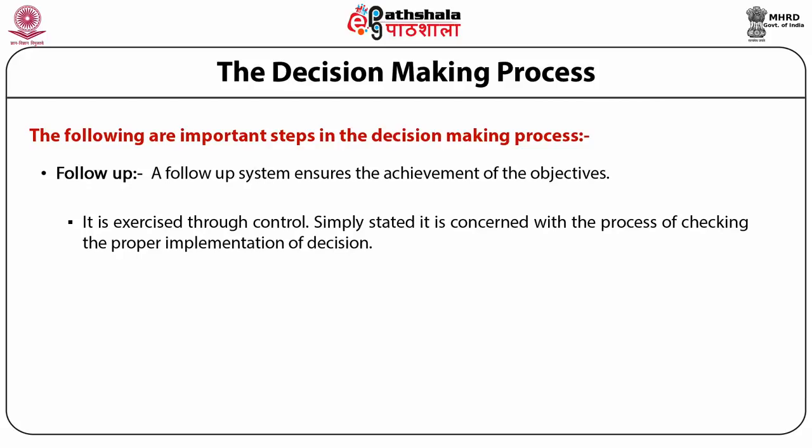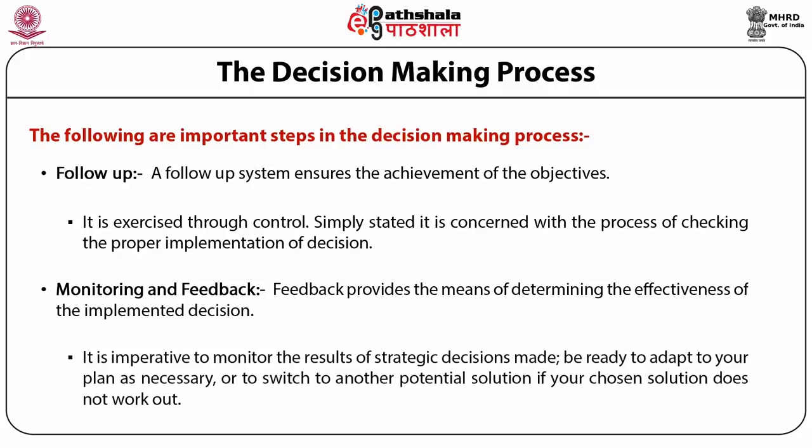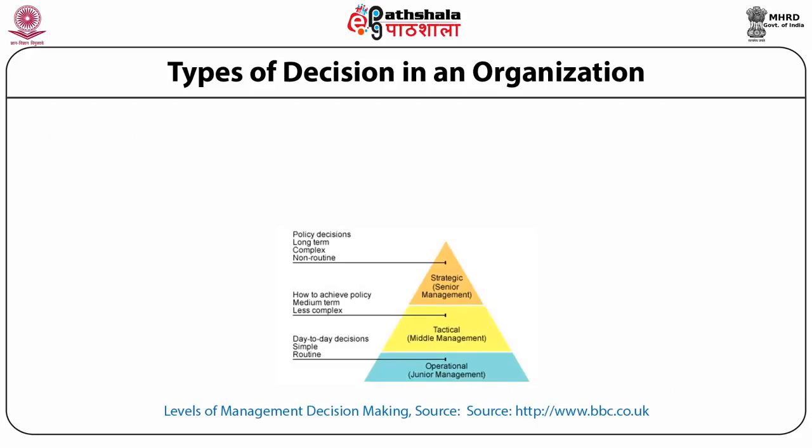The final stage, what we talk about, is monitoring and feedback. Feedback provides the means of determining the effectiveness of the implemented decision. It is imperative to monitor the results of strategic decisions made. Be ready to adapt your plan as necessary, or to switch to another potential solution if your chosen solution does not work. Let us now talk about types of decision in an organization.